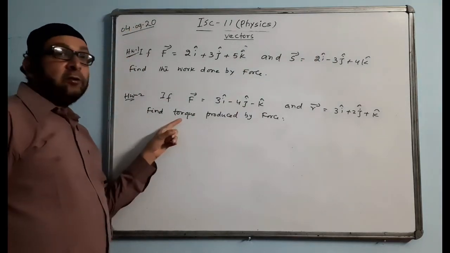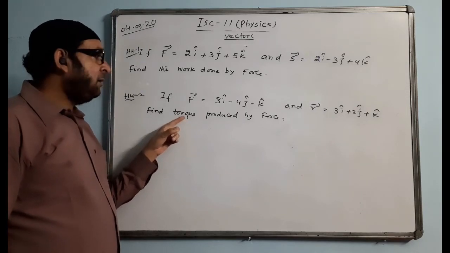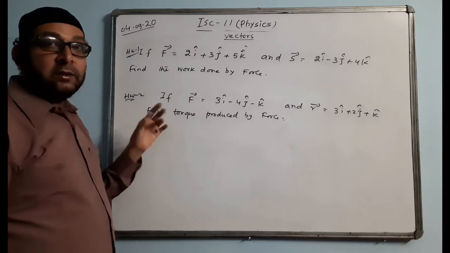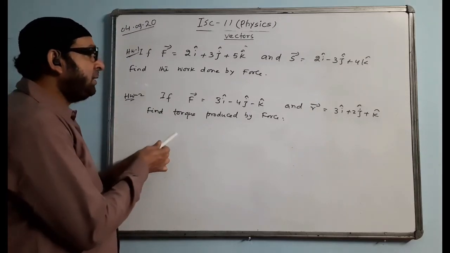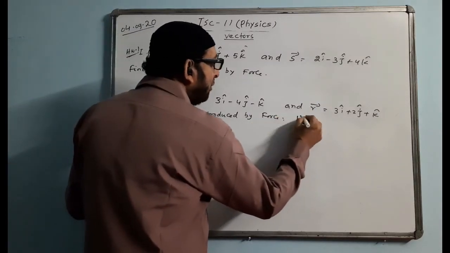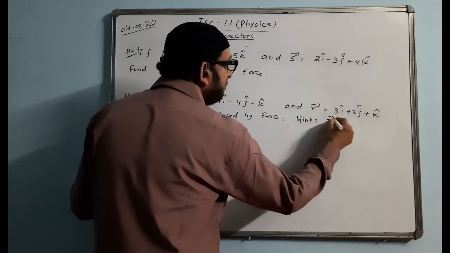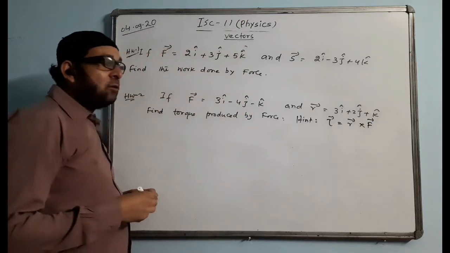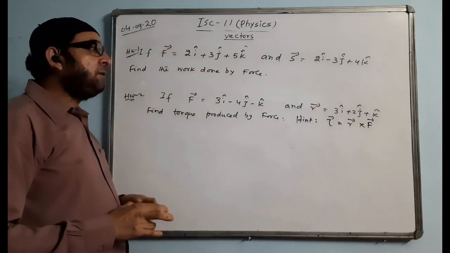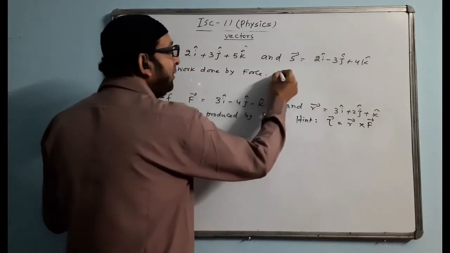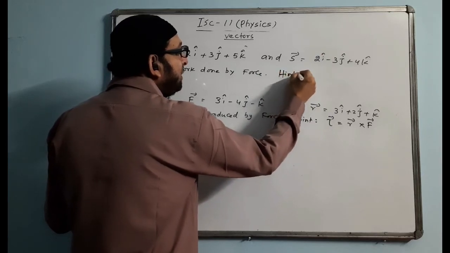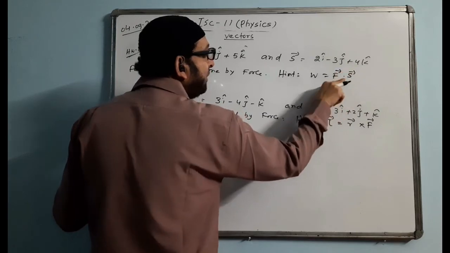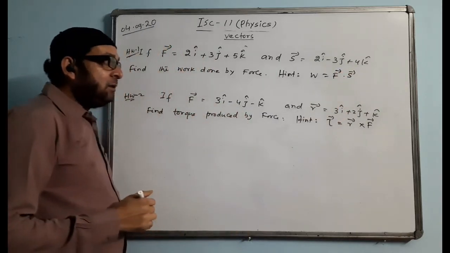Second case, you have to find torque. Torque is a vector quantity and these two are also vectors. That is, you have to take the vector product or the cross product. As I told you, the torque formula, the hint, is torque equals r cross F. So to find torque, you have to take the cross product between r and F. Here the hint is W equals F dot S. Here you have to take the dot product, here you have to take the cross product.